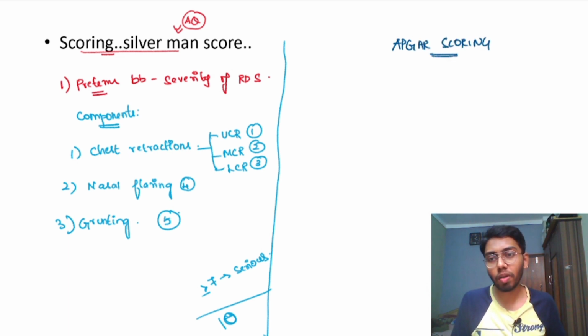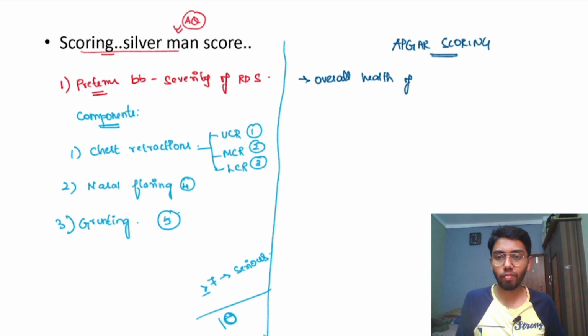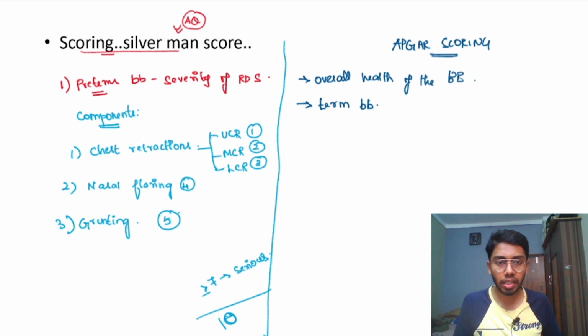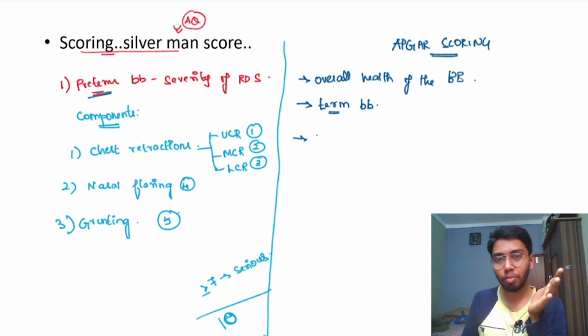What is Apgar scoring? What is the significance of Apgar scoring? It indicates the overall health of the baby. Here we calculate it for term babies, for every baby in fact. For every baby, we will have to calculate the Apgar scoring. Here we calculate it for preterm babies, here we calculate it for term babies, and here also we have 5 components. Just remember the mnemonic. Bro, it is you who has to keep the mnemonic.